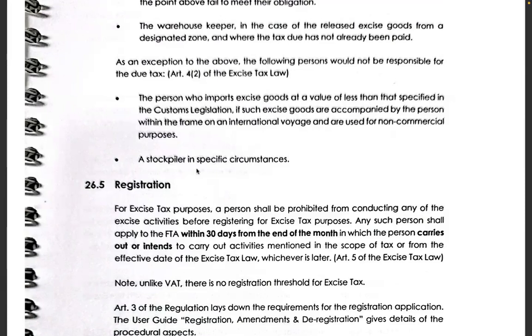A stockpiler in specific circumstances. Under the excise tax law, certain circumstances have been detailed, and a stockpiler may also not be subjected to pay the excise tax if certain specific circumstances provided in the excise tax law are met.